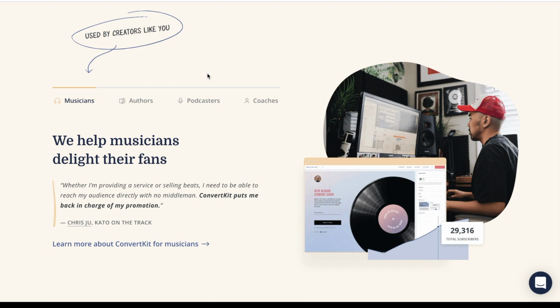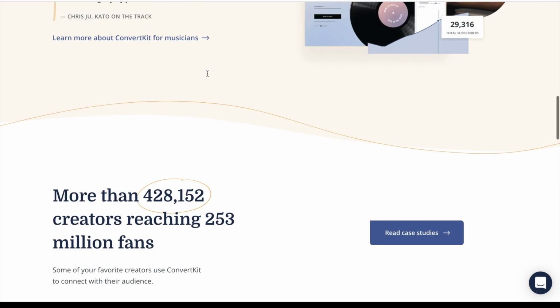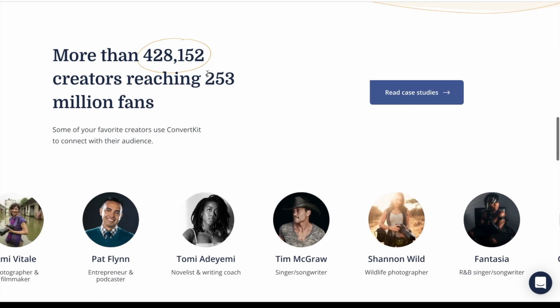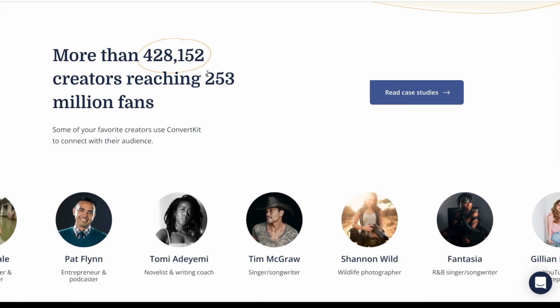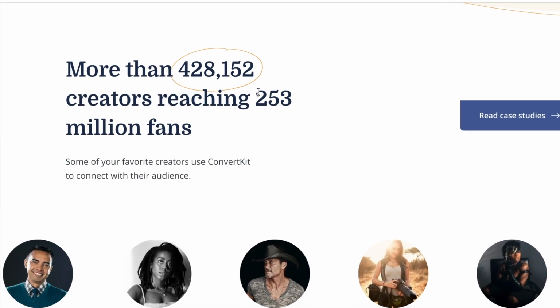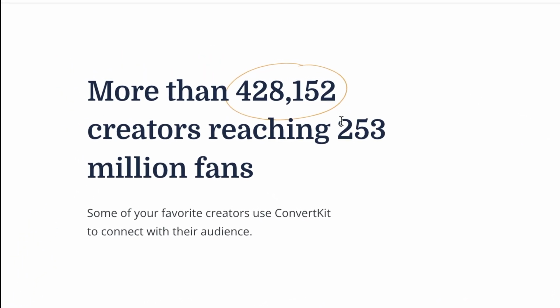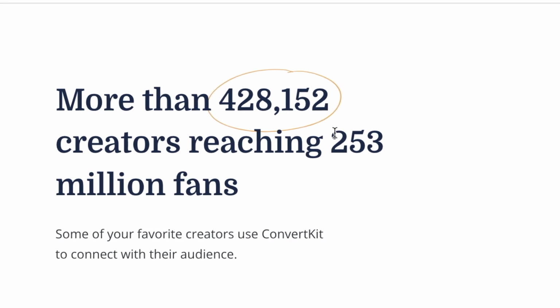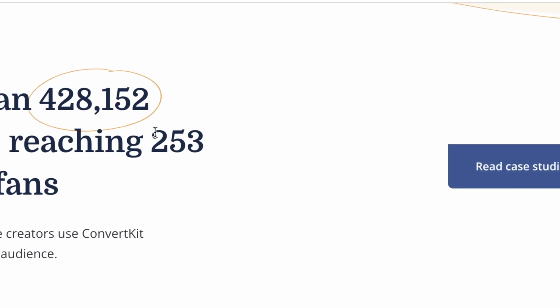If you click on any of the tabs, you get a testimonial and then a specific CTA for that industry. That's smart. If you scroll down more, you get a toggle of images of people using the platform. You see they're claiming to have over 400,000 people on the platform, and it gives you an easy CTA to read case studies on them.